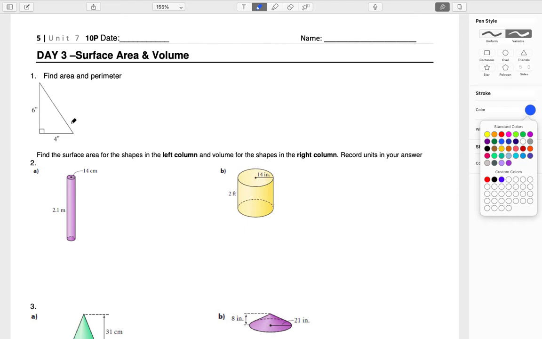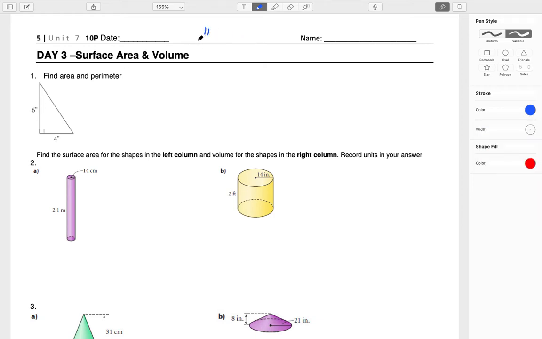So this is a 2D shape, and we are given the unit in inches. For inch, it will be a double apostrophe. This is inch, and a single apostrophe is feet. So it says find the area and perimeter.